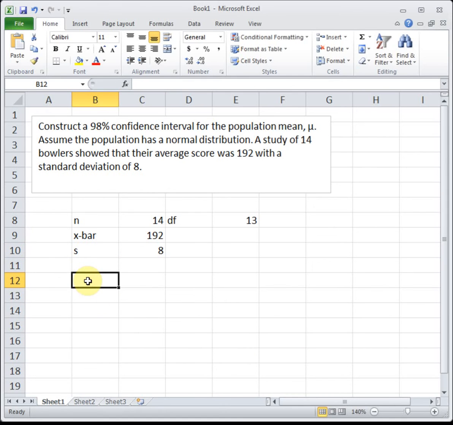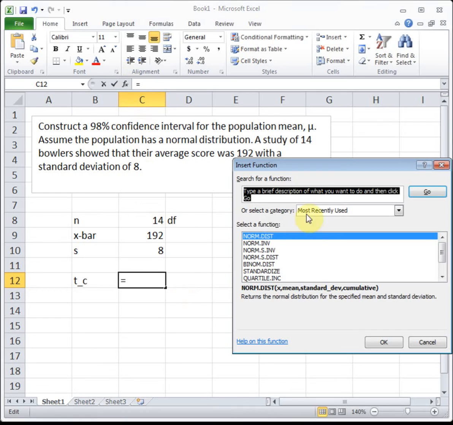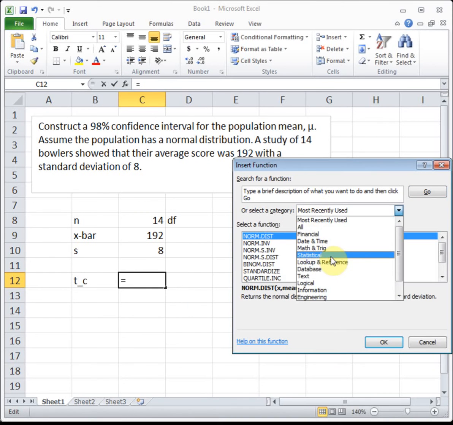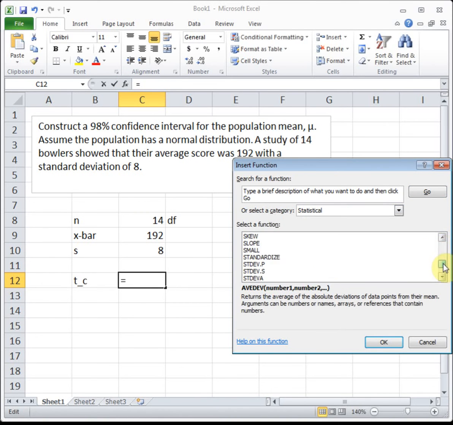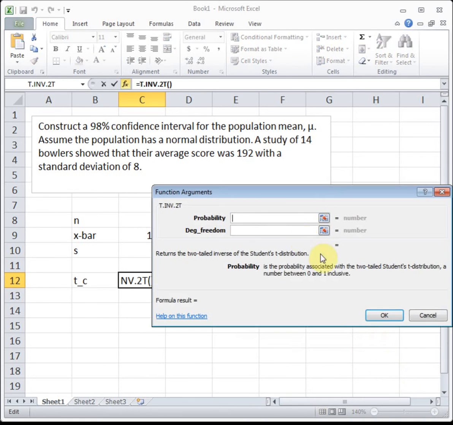So now we're ready to find our critical value, TC. For TC, we use the Excel function t.inverse.2t. So I'm going to go up to Function Wizard, go down to Statistical, and go down to t.inverse.2t. And the probability that we put in is the area of the two tails combined. So if we're visualizing the graph that goes along with this, we have our bell graph, which is our t-distribution, and we put the 98% confidence in the middle.